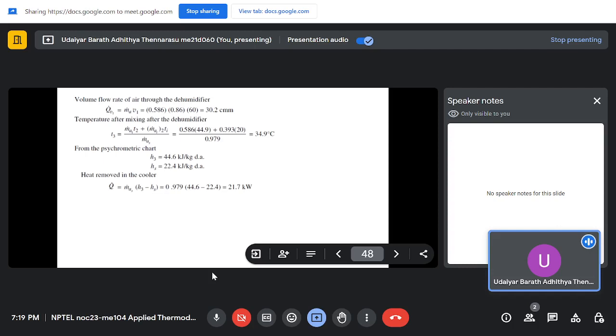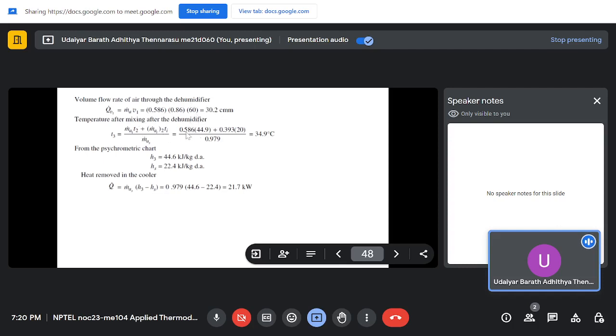So now we know the temperature at the exit of the dehumidifier. So we can calculate the volume flow rate in the dehumidifier. It will be m dot A into specific volume, which will come out to be 30.2 cmm.